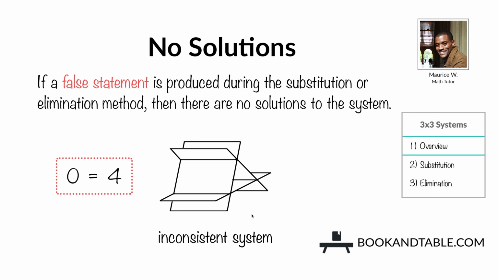If a false statement is produced during the substitution or elimination method, then there are no solutions to the system. This is what we call an inconsistent system. So we'll get into the substitution methods and the elimination method in a moment, but keep an eye out for statements such as 0 is equal to 4, 0 is equal to -2, 0 is equal to 1. If you wind up with any of these kinds of statements, this is the indication that you do not have any solutions to this 3x3 system.